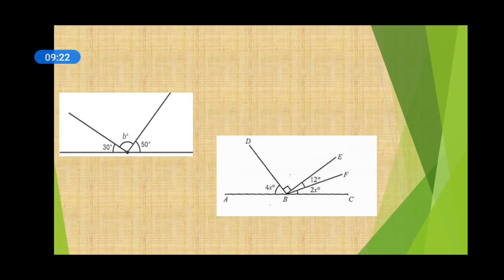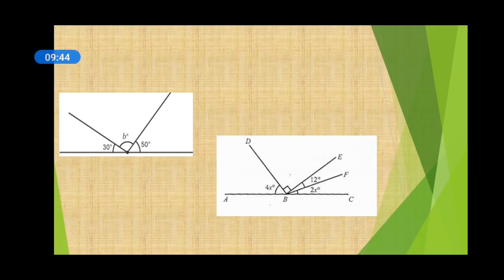Now look at these examples. Here in both the cases, the angles are formed on a straight line and their sum is 180 degree. Since they are completing a straight angle, their sum is 180 degree. Can we call them supplementary angles?